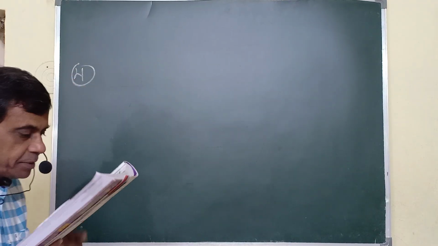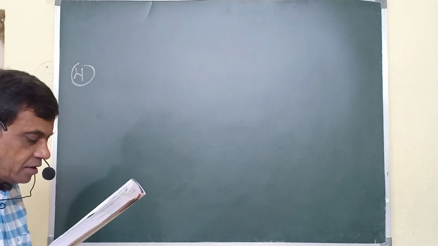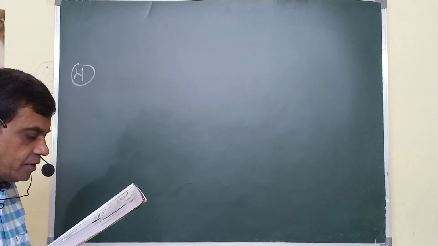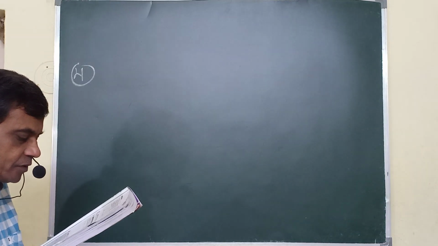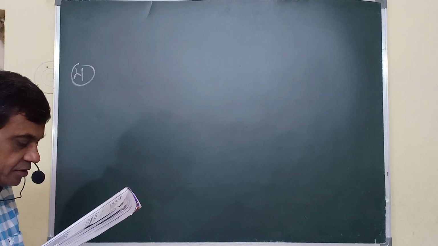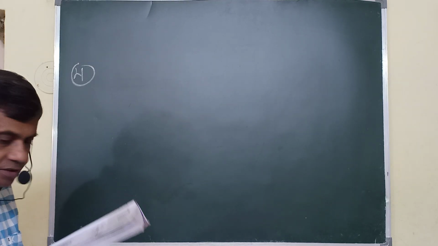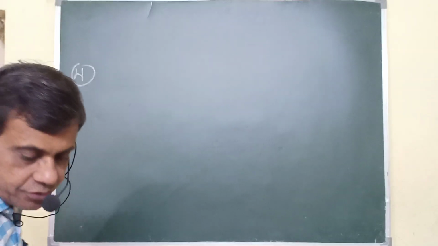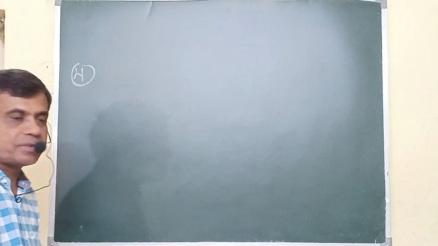A boat which has a speed of 5 kmph in still water crosses a river of width 1 kilometer along a shortest possible path in 15 minutes. Then find the velocity of the river. So this belongs to the shortest path concept.